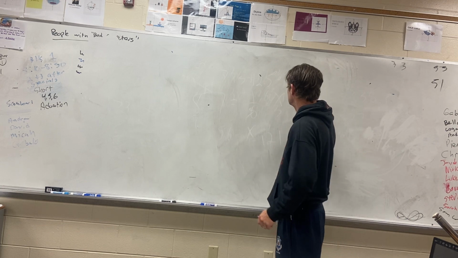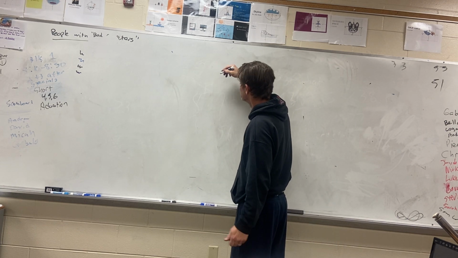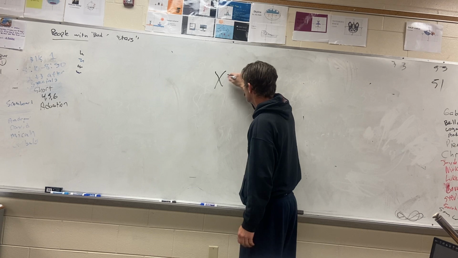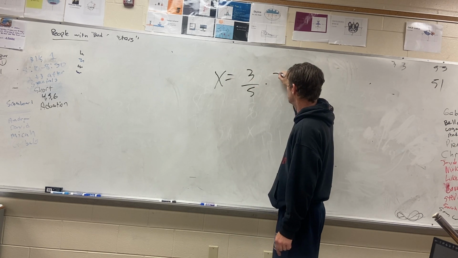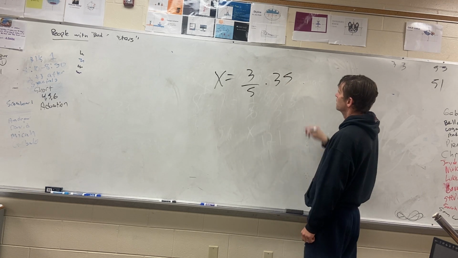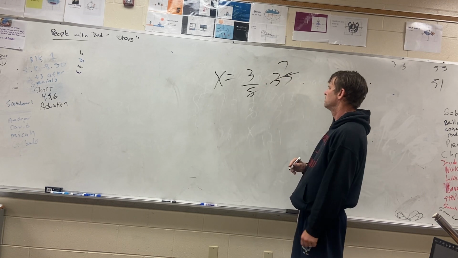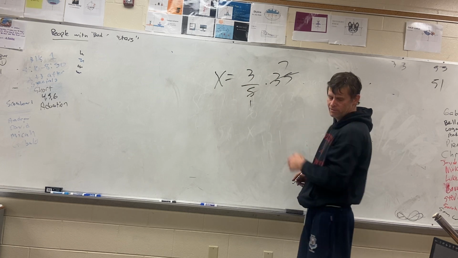Next one, what is 60% of 35? You should know 60% is 3/5 of 35. Okay, go like this. 7, 1, 3 times 7, 21.